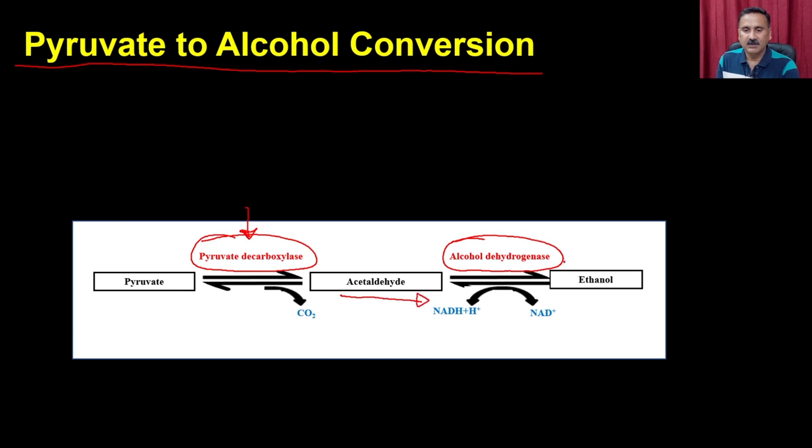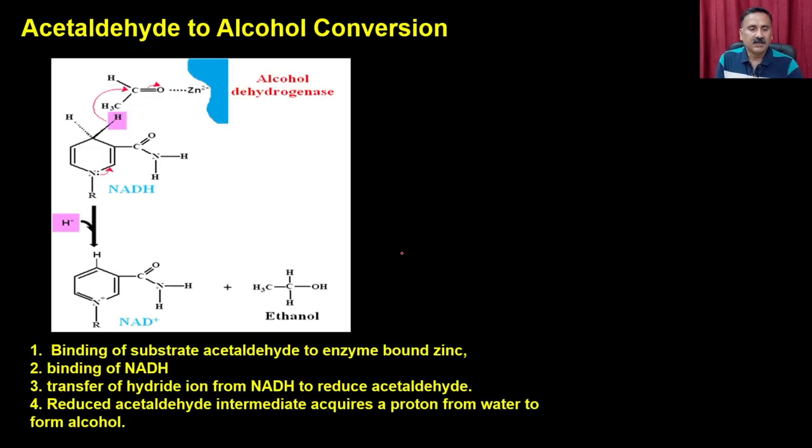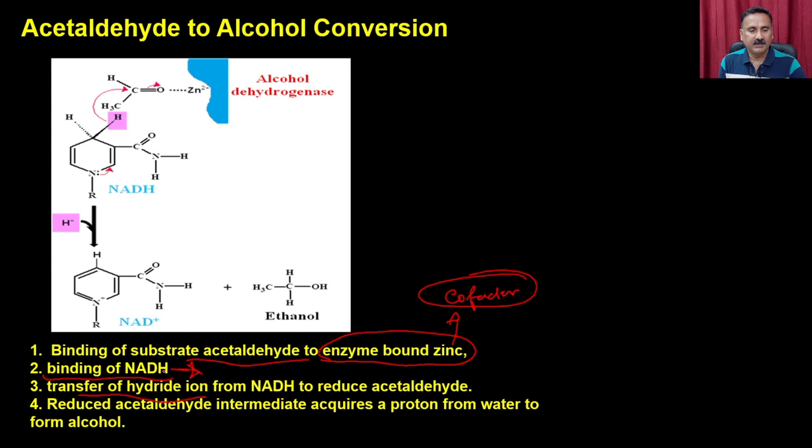So acetaldehyde is getting converted into the ethanol, and this reaction involves the cofactors like NAD plus and NADH, and this is the mechanism through which the alcohol dehydrogenase is converting the acetaldehyde into the alcohol. So what will happen is that the substrate acetaldehyde is going to bind the enzyme-bound zinc. The zinc is also a very important cofactor involved in the reaction mechanism. Then it is going to bind the NADH, and then there will be a transfer of the hydride ion from the NADH to reduce the acetaldehyde, and once you reduce the acetaldehyde, it is going to form the alcohol.